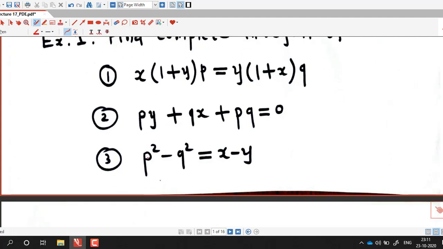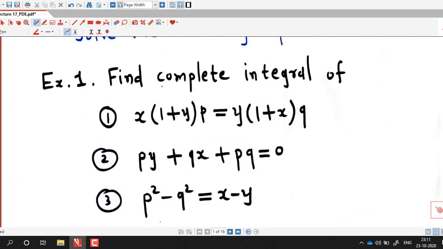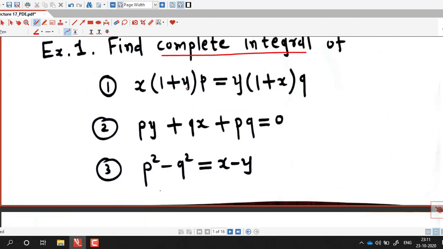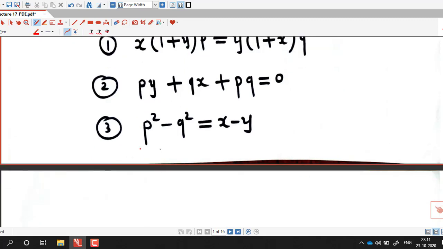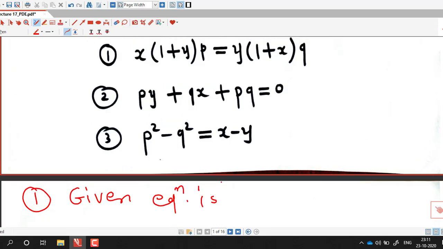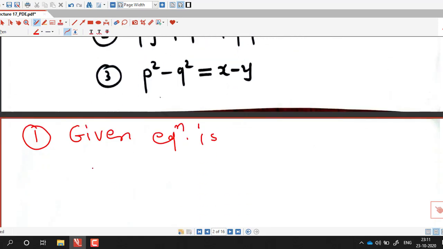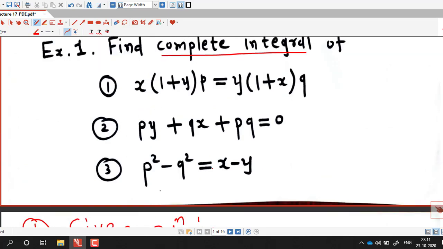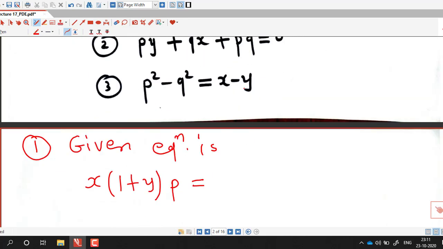We start with the first problem. We have to find out the complete integral of these three partial differential equations. So we start with the first one. We write the given equation: x times (1 plus y) into p equals y times (1 plus x) into q.